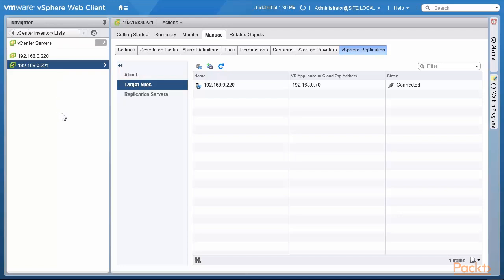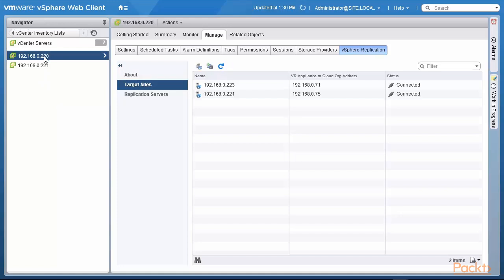Now let us go to our headquarters site and see what the situation looks like from there. I click on the headquarters site, and now I see that the target sites have changed. Initially we only had the branch 3 target site, and now we see that we have the branch 2 target site as well at the address of 75, which is the main vSphere replication appliance address.